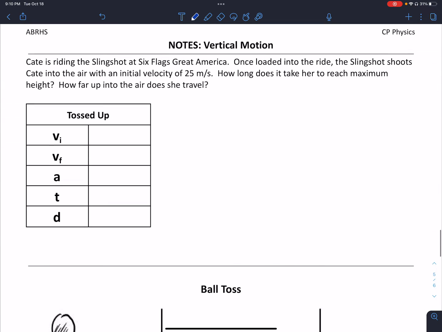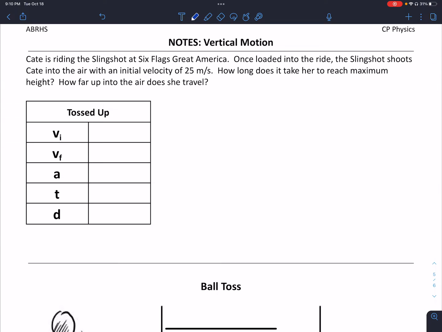All right, so let's look at one of these problems. Kate is riding the slingshot at Six Flags Great America. Once loaded into the ride, the slingshot shoots Kate into the air with an initial velocity of 25 meters per second. How long does it take her to reach maximum height? And then how far up into the air does she travel?